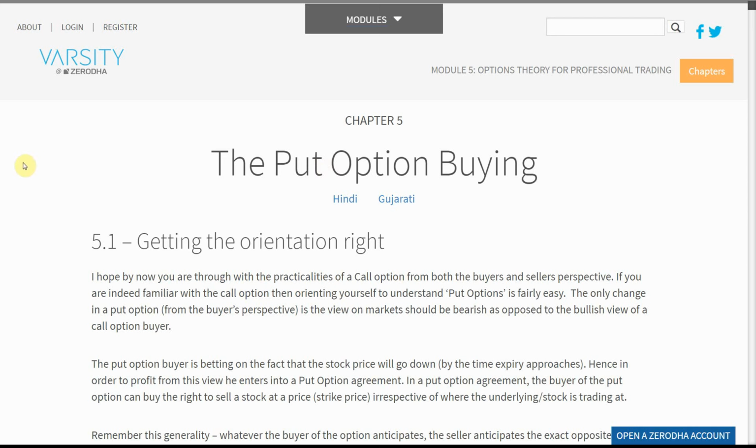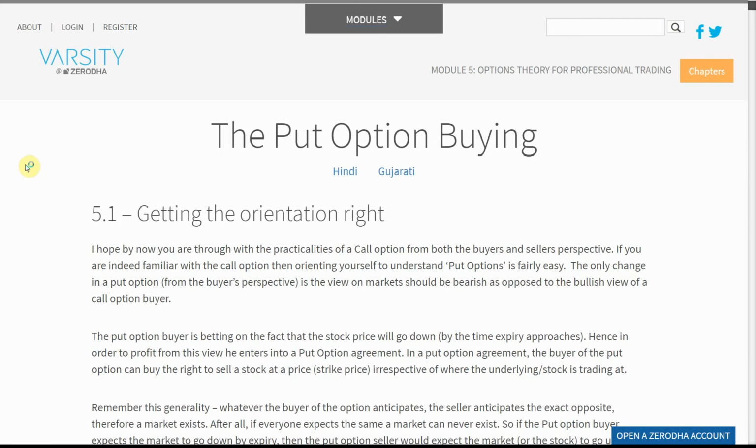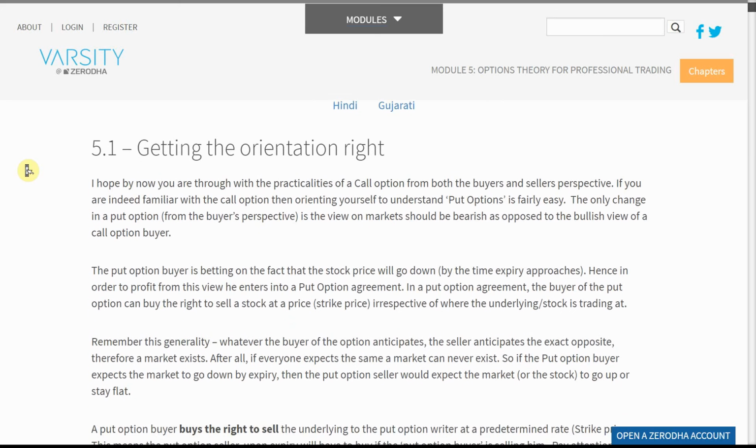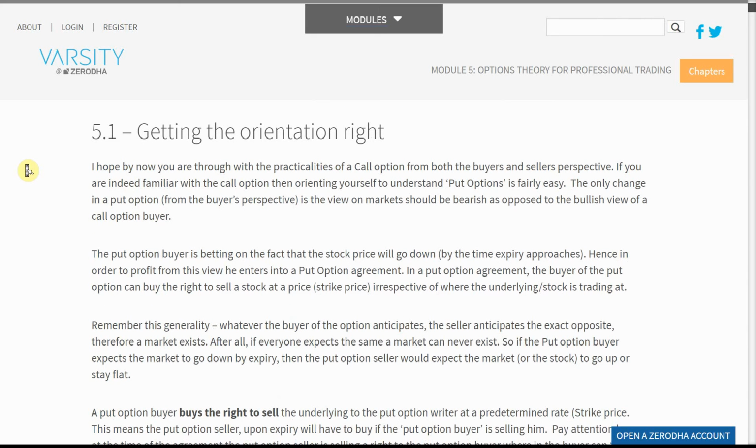Chapter 5. The Put Option Buying. 5.1 Getting the Orientation Right. I hope by now you are through with the practicalities of a call option from both the buyer's and seller's perspective. If you are indeed familiar with the call option, then orienting yourself to understand put options is fairly easy. The only change in a put option from the buyer's perspective is that the view on markets should be bearish as opposed to the bullish view of a call option buyer.